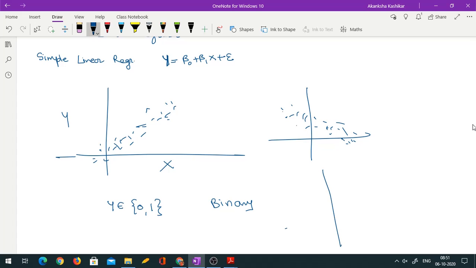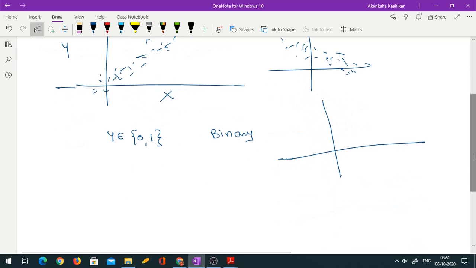Now what is the problem? What is the issue if I have a binary response? Why can't I still go for regression? First of all, I can't get a scatter. If I try to plot x and y now, what am I going to get? This is y equal to 0, this is y equal to 1. I have certain values of x which probably correspond to y equal to 0, so I have some points here, some points here, and some points here.